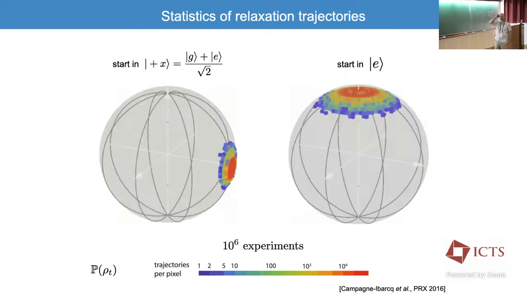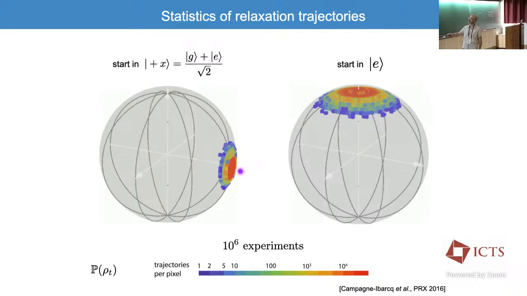So then we had fun, right? We wanted to show statistics of these quantum trajectories, and here I'm going to show you a movie where we start either on the equator of the Bloch sphere or on the north pole of the Bloch sphere, so the excited state, and I'm going to show you a movie of the distribution of the Bloch vectors in color as a function of time. We do it for 1 million experiments. We compute all the solutions to the stochastic master equation and plot the distributions of the Bloch vectors.